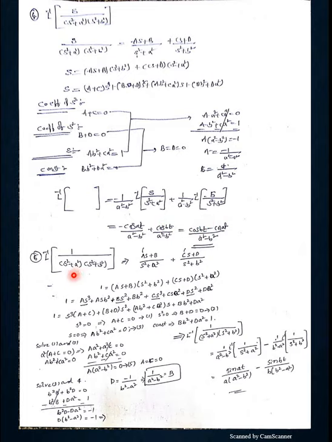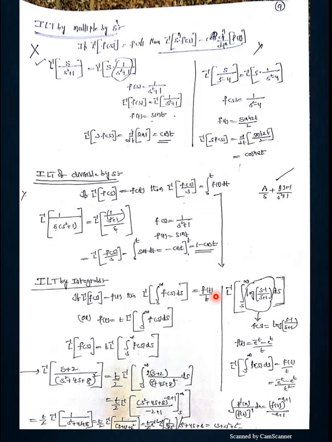In the similar manner, you observe here 1 by (s square plus a square) into (s square plus b square). It can be written as As plus B by s square plus a square plus Cs plus D by s square plus b square. The same way you can apply and we can get the values. That's the generalized method for finding inverse Laplace transforms by partial fractions.